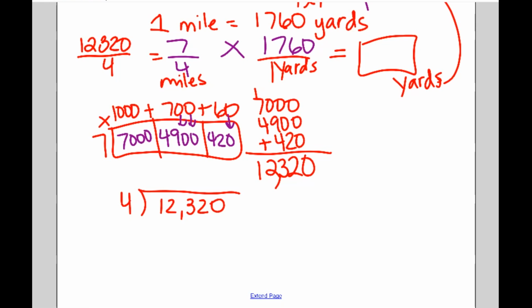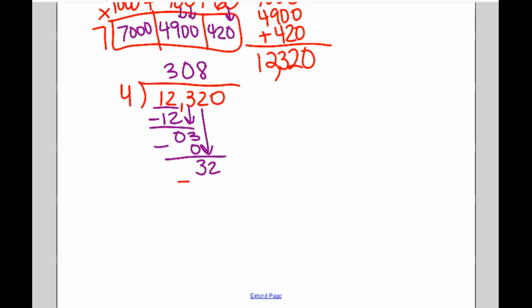Okay. How many times does 4 go into 12? That's 3 times. Subtract it out. I get 0. Bring down the next number, which is a 3. How many times does 4 go into 3? 0 times. 0 times 4 is 0. Subtract it out. I get 3. Bring down the next number, which is 2. How many times does 4 go into 32? 8 times. 8 times 4 is 32. Subtract out 32. I get 0.